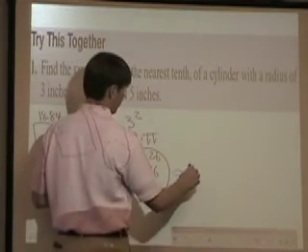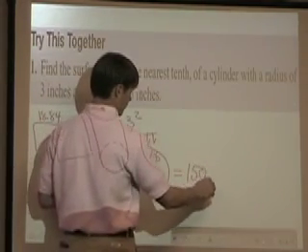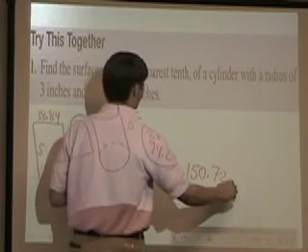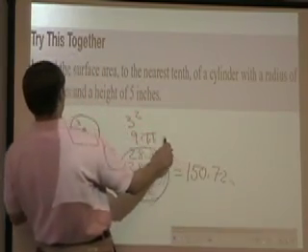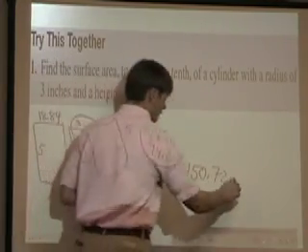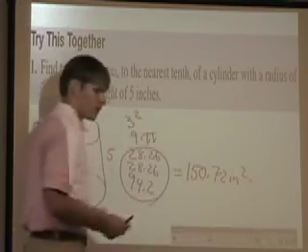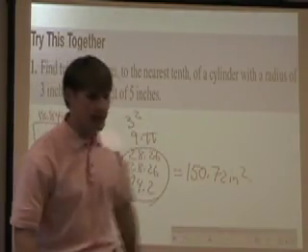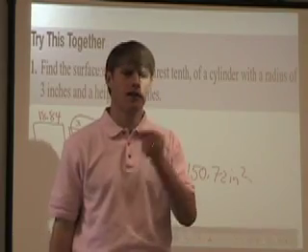Where did you get 18.4 from? And that is, what did it say? Inches squared. 150.72. So today we learned how to find the surface area of a cylinder.